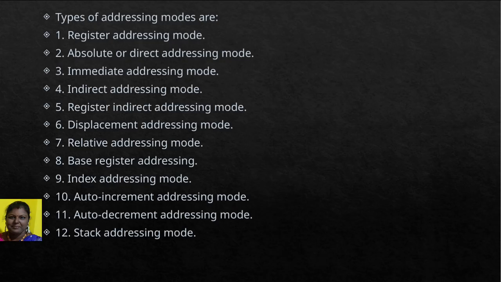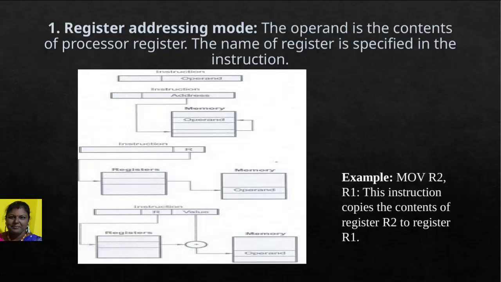Let's look at a simple example, MOV R2, R1. This instruction copies whatever is in register R2 into register R1. It's a straightforward way to move data inside the processor. This is called register addressing mode, where the operand, or the data we're working with, comes directly from a register. The instruction itself tells the processor which register to use by name. It's fast, efficient, and fundamental to how processors handle data.